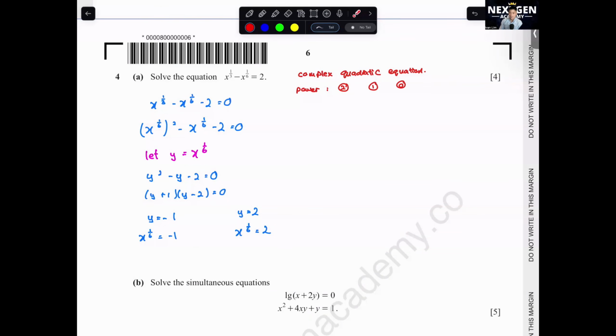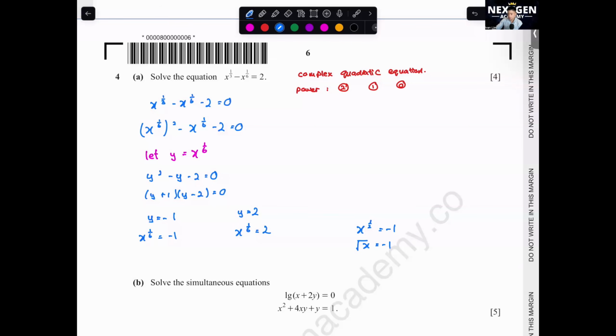Can? No. Why not? Why cannot be a solution? Why negative cannot, when the power is 1 over 6? But if I use algebra, can't I just raise it to the power of 6? Negative 1 to the power of 6, I'll get 1, right? But how come cannot accept? Okay, so I need you all to remember this. Think in terms of square root first. Let's say we want to solve x to the power of 1 over 2 equals negative 1. Can we solve square root x equals negative 1?